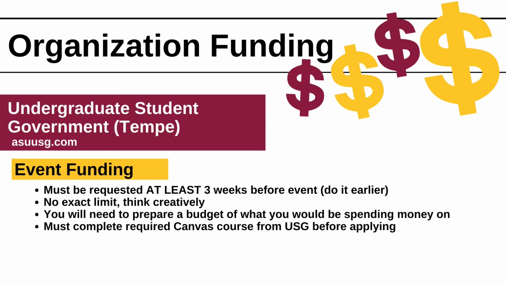For event funding, you need to apply at least 3 weeks before your event in order to get approved for funding. I would recommend applying as soon as possible so that you can make sure you have all of your approvals before you need to start making purchases. There is no exact limit on the amount that you can request, so think creatively and dream big. You will need to prepare a budget of how you'll be spending the money before you submit. You should give quotes from different vendors, different catering, and be as specific as possible in your request. I cannot stress enough that you need to start preparing as early as possible for planning events.